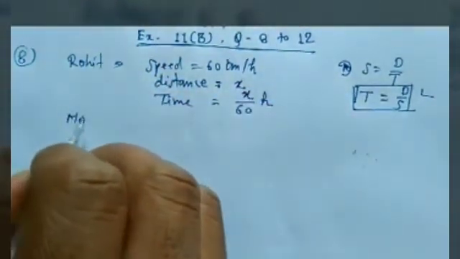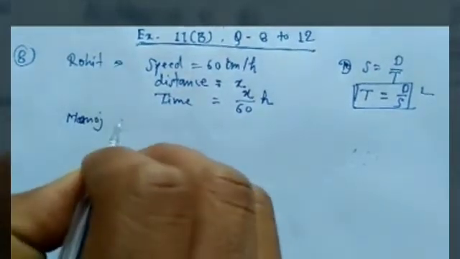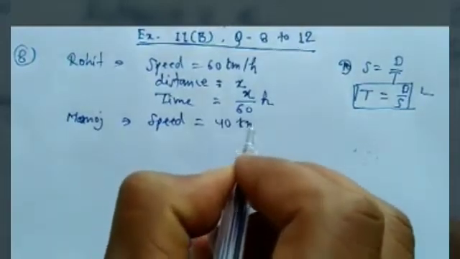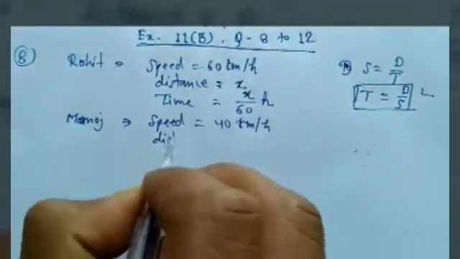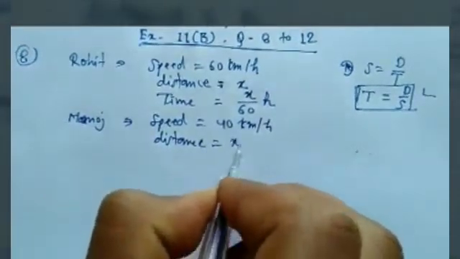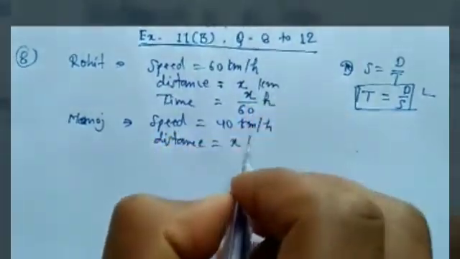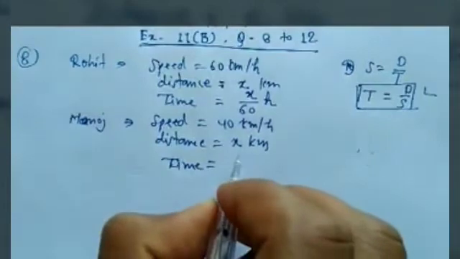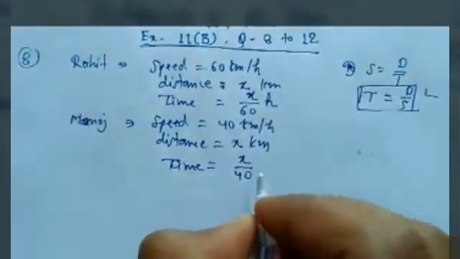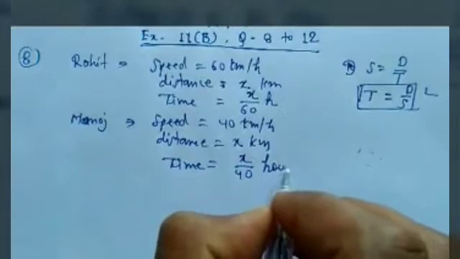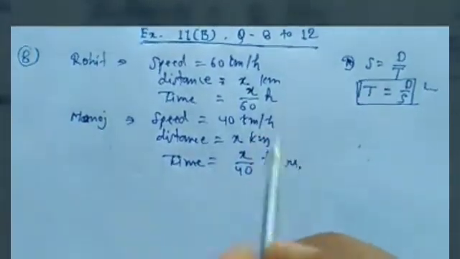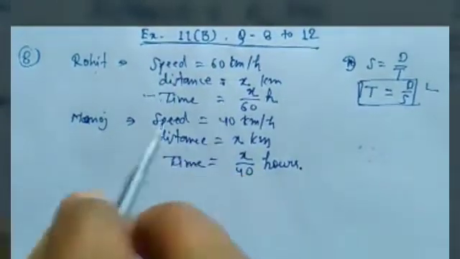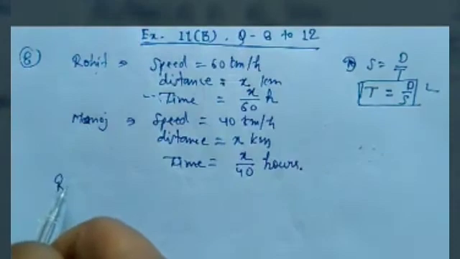Same to same, solve for Manoj. Manoj's speed equals 40 kmph and distance is same, x kilometer. Time taken by Manoj, so time equals distance upon speed, x upon 40 hours. Now this is the time taken by Rohit and this is the time taken by Manoj. Now find out the ratio between them.